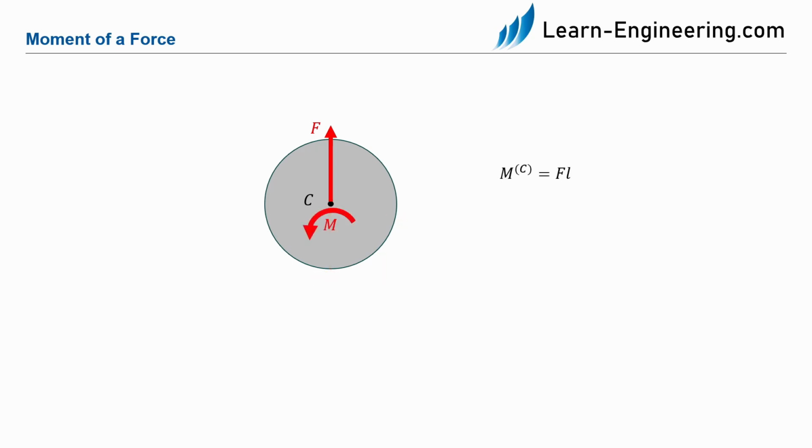We now see that at point C there is a counterclockwise moment and a force in the upward direction. The moment can be calculated as M equals F times L. Thus, we have determined the translational component, which is the force F, and the rotational component, which is the moment M. I want to use this opportunity to explain a few more terms. The superscript at the moment M, C, is the reference point. The length L between the line of action of the force F and the point C is called the lever arm.